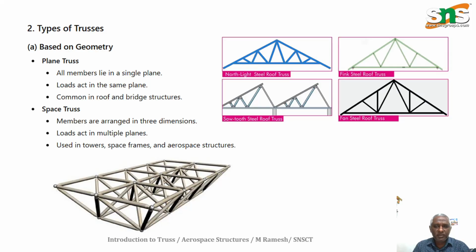That means all members lie in a single plane. So, roof and bridge structures are commonly coming under the plane trusses. Space trusses are called 3D trusses, which are very complex, and the loads are acting in multiple planes. Especially the 3D trusses are used in towers, aerospace structures, as well as space frames. In aerospace structures, especially the fuselage has a truss type structure.